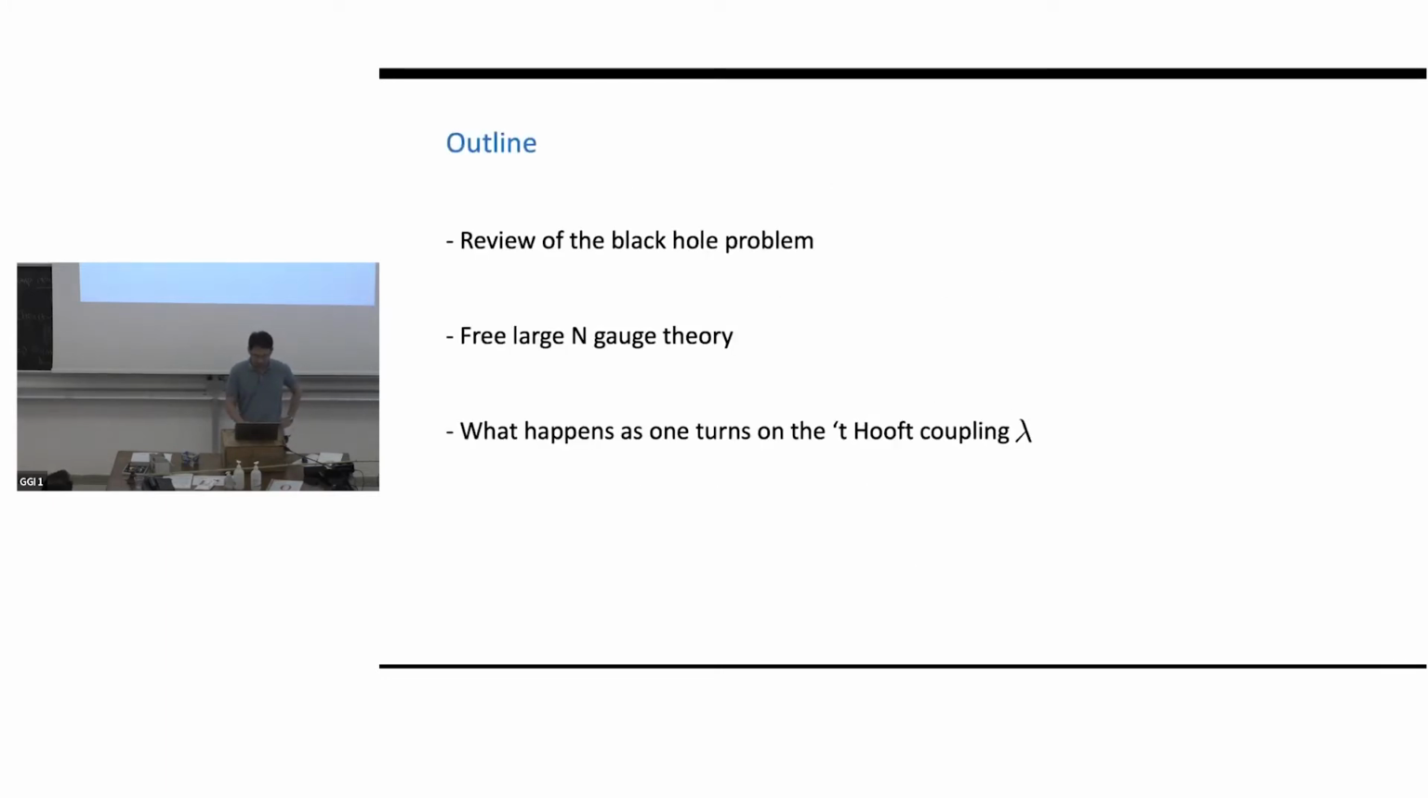So my plan is to first give a brief review about the problems about black holes. I believe that to this audience, people are very familiar with this topic, but I will try to highlight some less appreciated aspects of the problem. Then I'll talk about the spectral form factor in gauge theories. I will start with the free theory, free large N gauge theory, and then I'll talk a little bit about what will happen as one turns on the 't Hooft coupling.